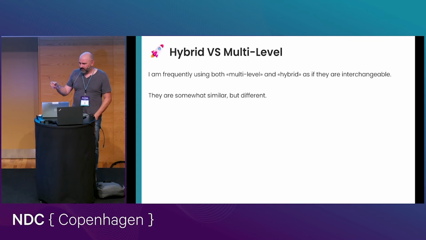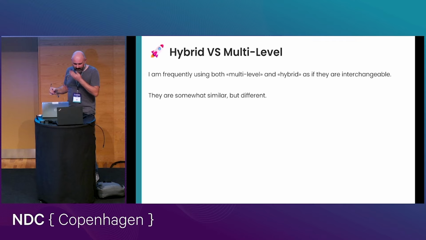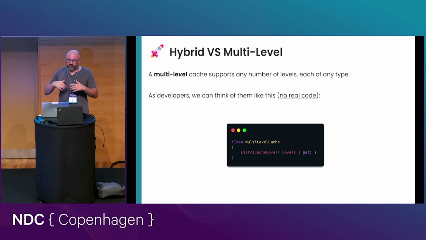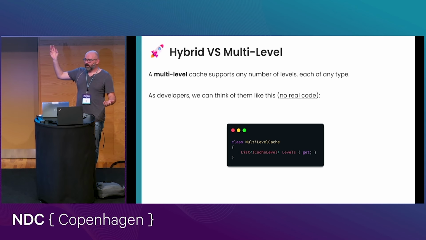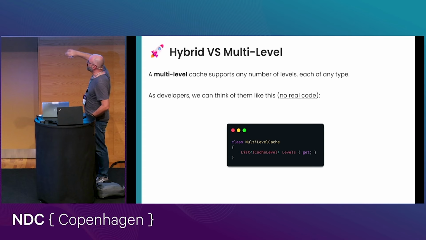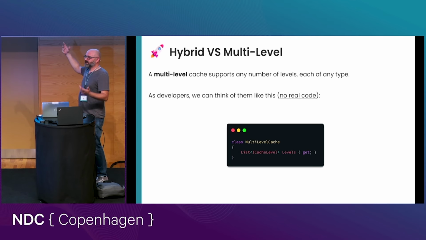I frequently said in this couple minutes, hybrid / multi-level, as if they are the same thing. They are very similar, but they are not. And the way I found to differentiate them with you is that since we're all developers, I'm using code. So a multi-level cache supports any number of levels. If we want to express this as code, this is pseudocode, this is not real, it will be a class MultiLevelCache with one property, Levels, of type list of a generic ICacheLevel. This is basically the mental model, okay?